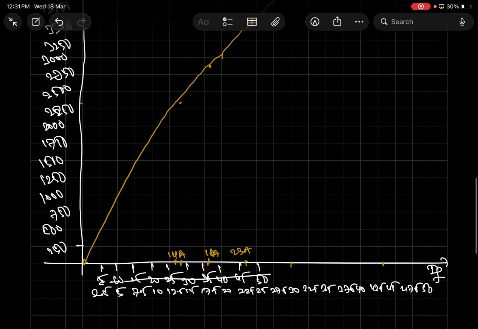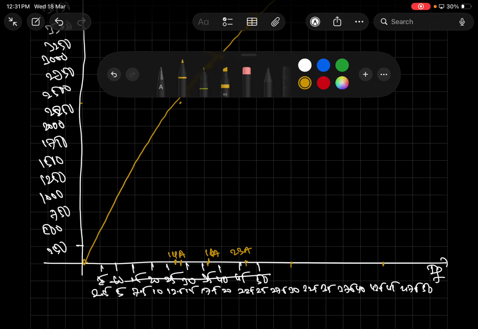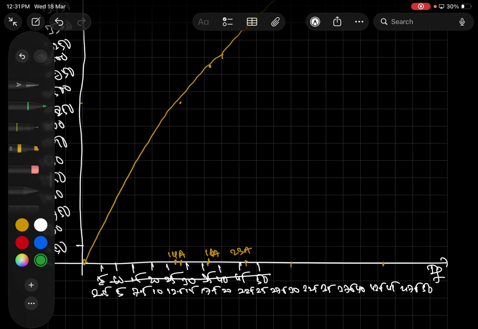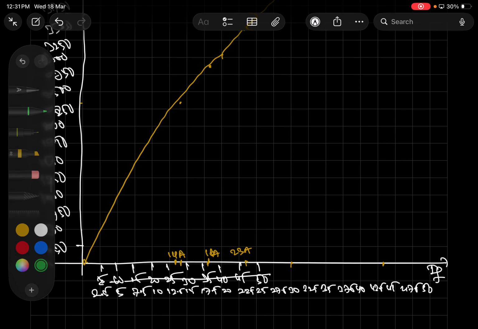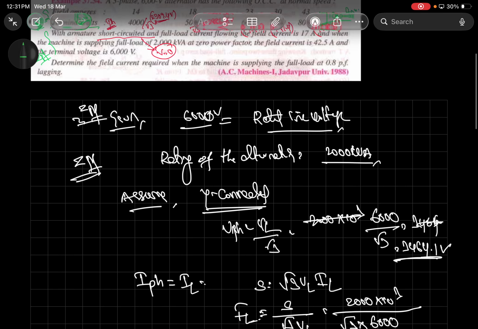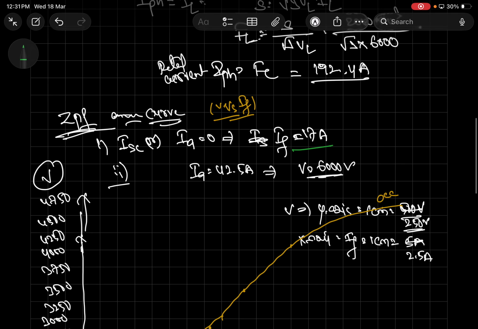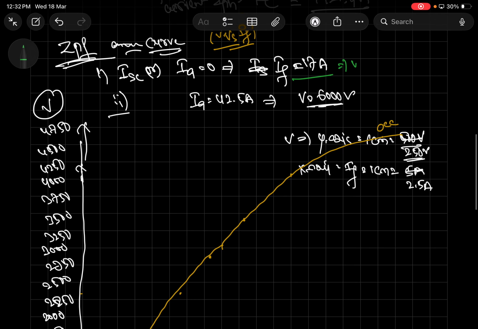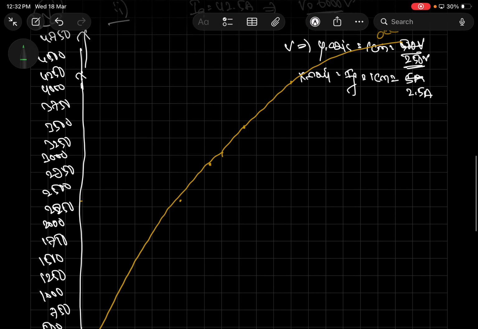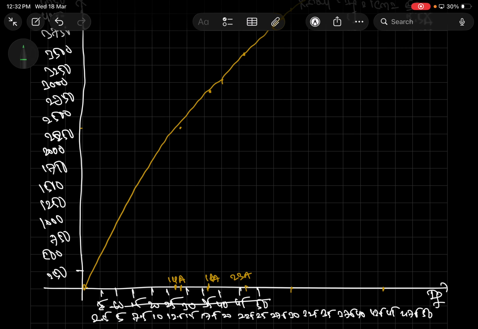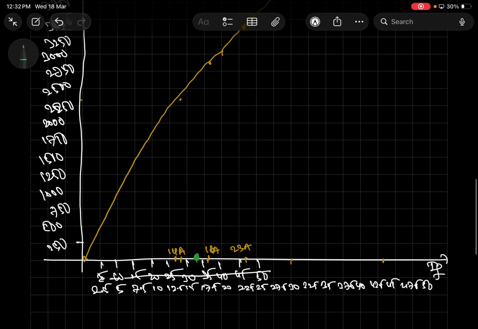So indirectly it is giving that the voltage value is 0. So locate the point here. When voltage is 0, let me take one more color so that it will be easy to identify. So for IF equal to 17 amps, voltage is equal to 0, not current here. For IF equal to 17 amps, voltage equal to 0 here. 17 amps. This point, which I am representing with the green line.